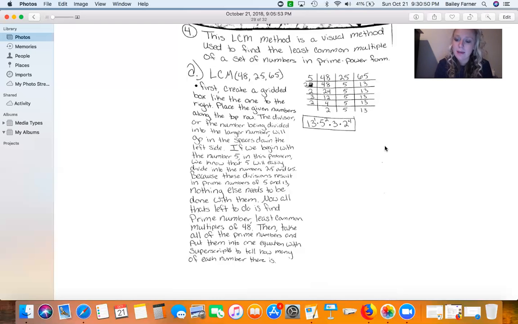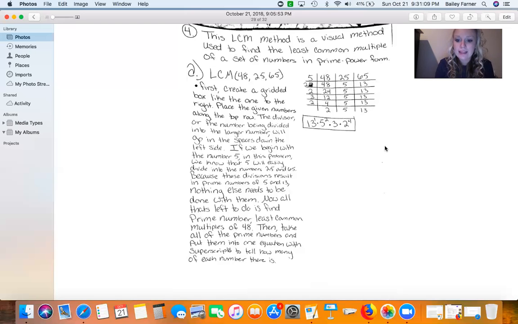We can do that by first dividing by 2, as you can see, and get 24. Divide by 2 again and get 12, and then divide by 3 and get 4, and then 4 can be divided by 2 and 2. And so we see the numbers down the left side and on the bottom row are 5, 2, 2, 3, 2, 2, 5, and 13.